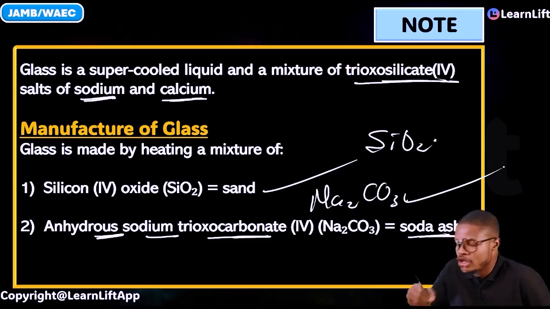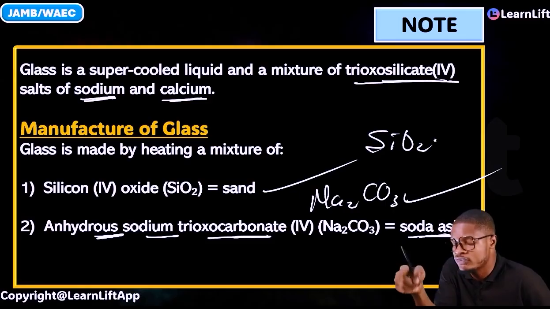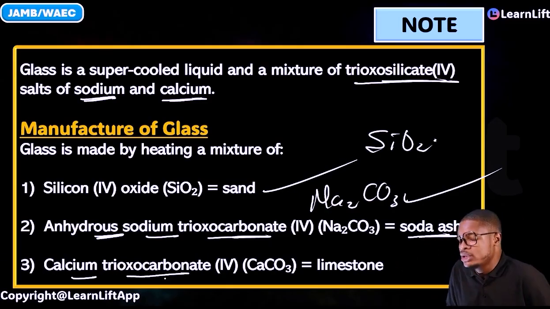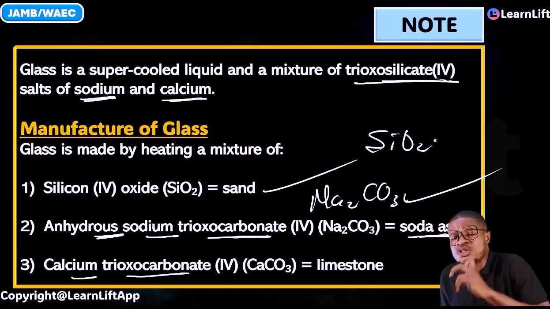Na2CO3. So this one, you use it in the production of your glass. Na2CO3, that's your sodium trioxocarbonate(IV). Another, very quickly, is your calcium trioxocarbonate(IV), which is your CaCO3. So give me the three things that you need in the production of glass.